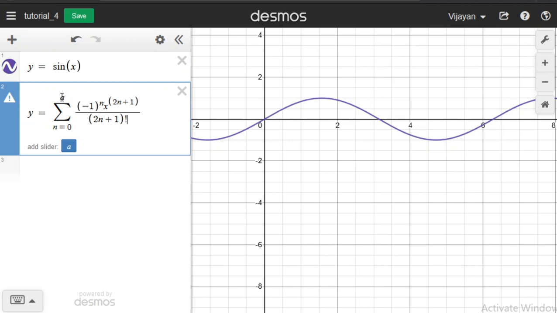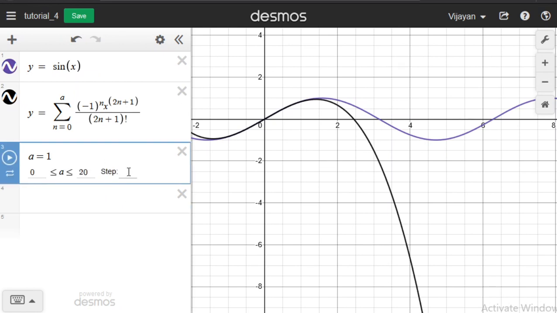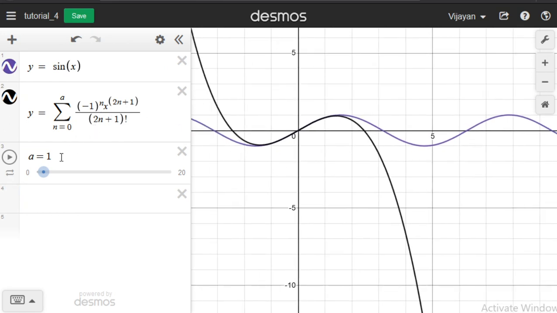So for this a, which is a constant, I add a slider. This slider is going from minus 10 to 10. I will neglect the negative part because we don't need the negative part. So I can say it should go from 0 to, assume, 20. The step size I will not decide, the software can decide on its own. Now see what is happening. By default the value of a is 1.